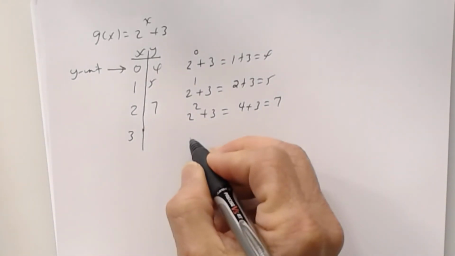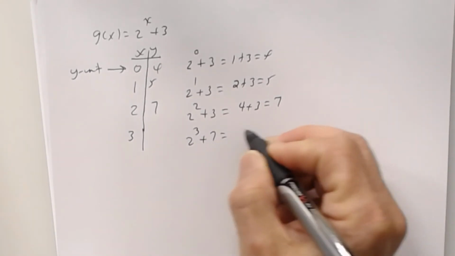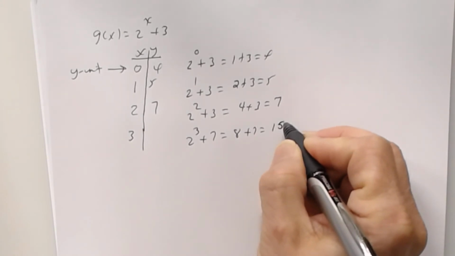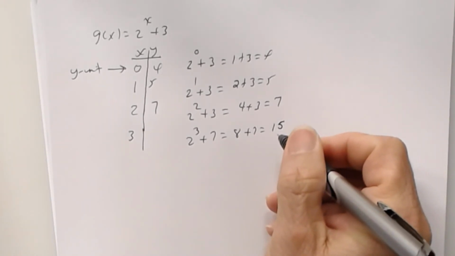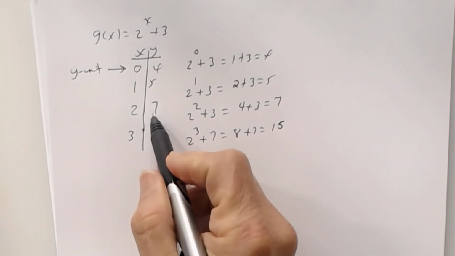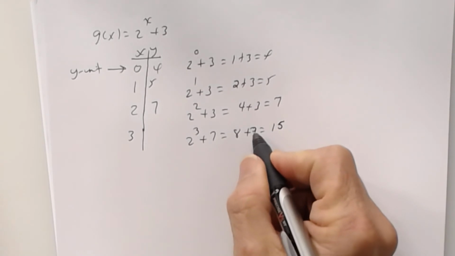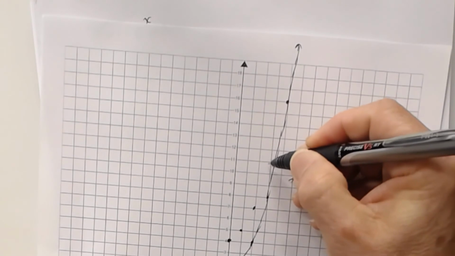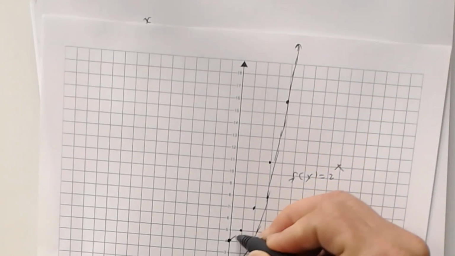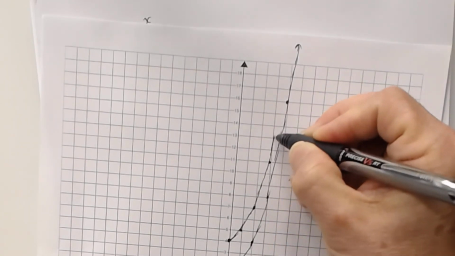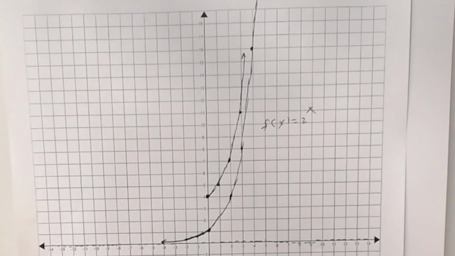If x is 3, I get 2 cubed plus 3, which is 8 plus 3. Oh, I'm so sorry, I was looking at this right here. 8 plus 3, right? 11. So (3, 11). And then notice that if I start connecting those, it also rises rapidly.